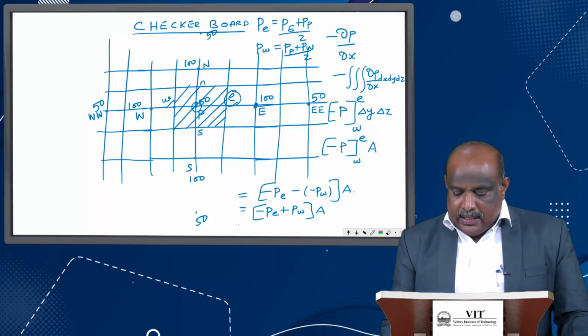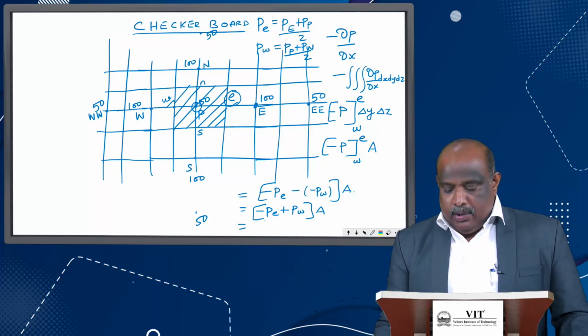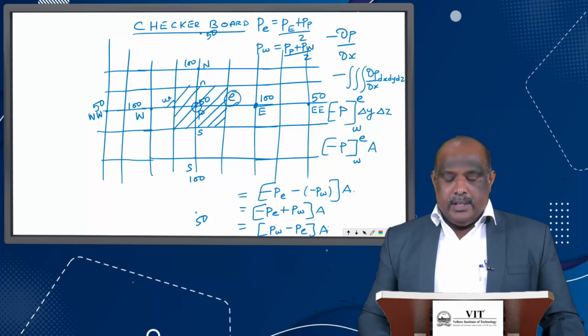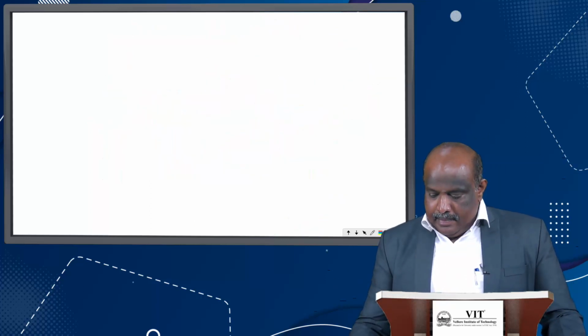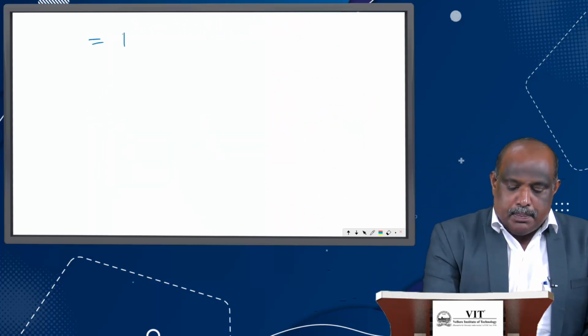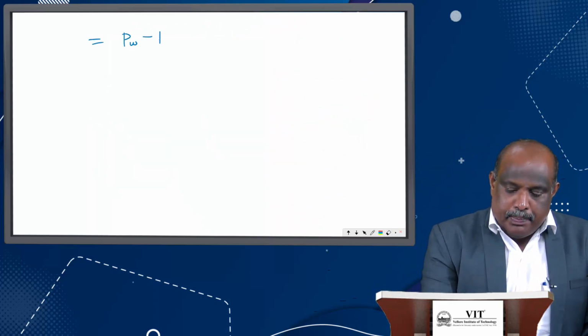This can also be written like this. Instead of minus PE plus PW, we can write as PW minus PE. Both are right. Into A, nothing but our area. Let us move on to the next slide. So what is P? It is P small w minus P small e into area.